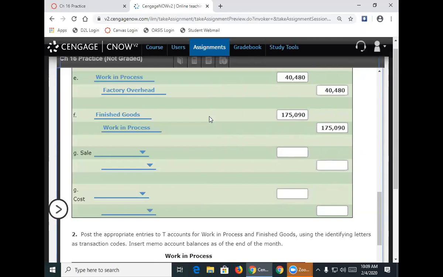Out of the 4 jobs that we completed in the period, it told us we sold 3 jobs. We sold 101, 102, and 105. So again, what that means is they're going out of finished goods and we're costing them out. So 101, 102, and 105. So 44,980, 57,640, and 39,990, which is a total of what, 142,610?